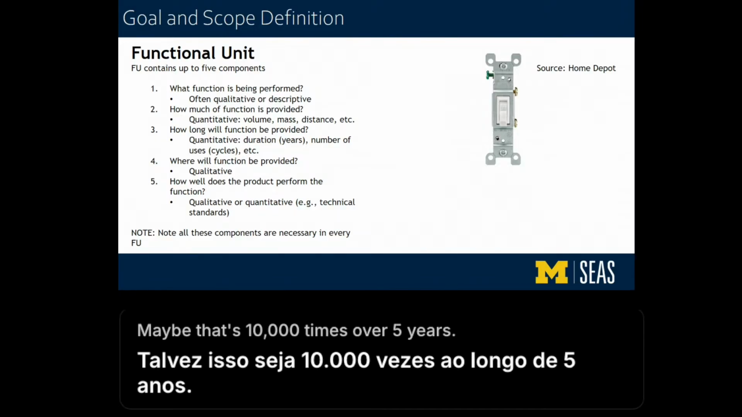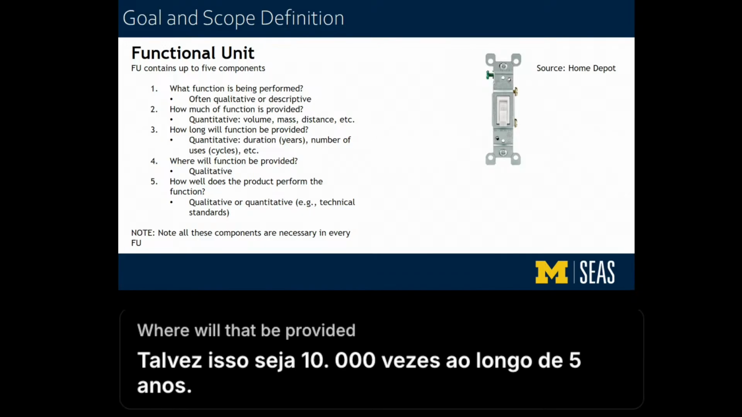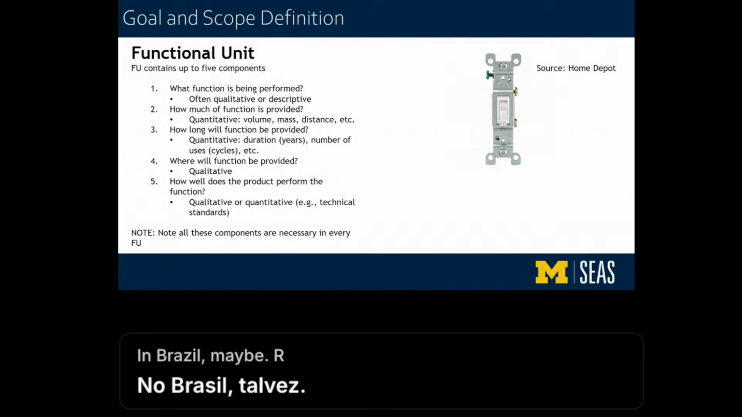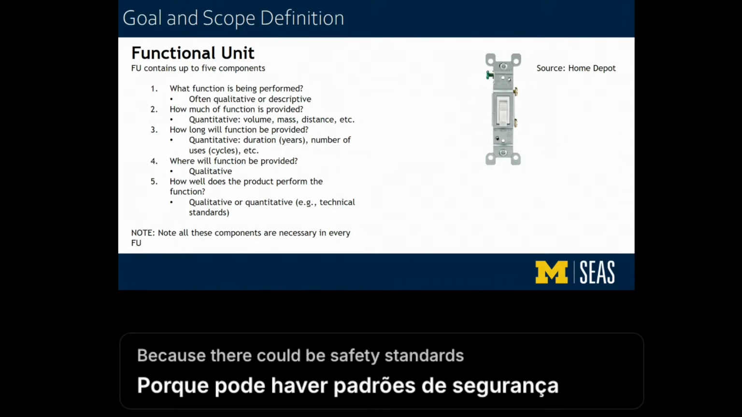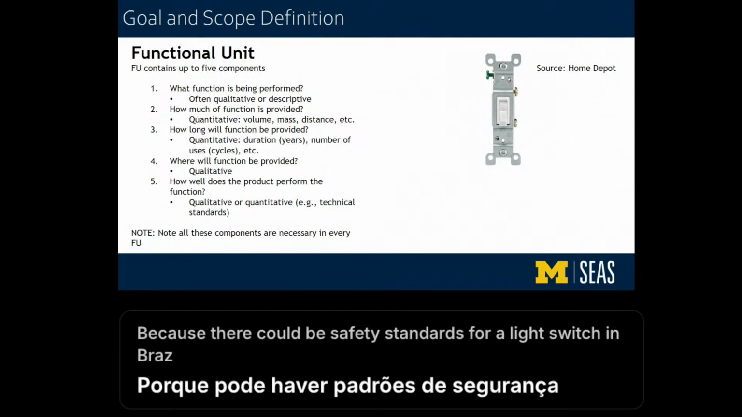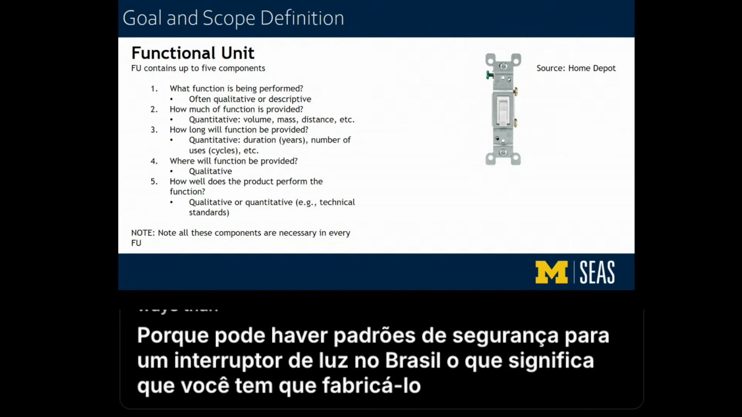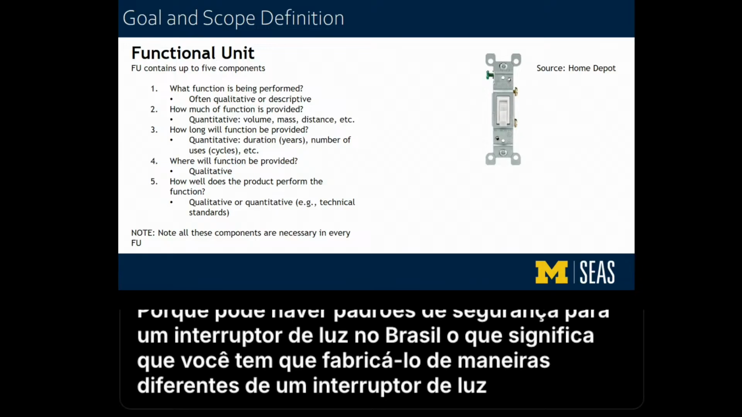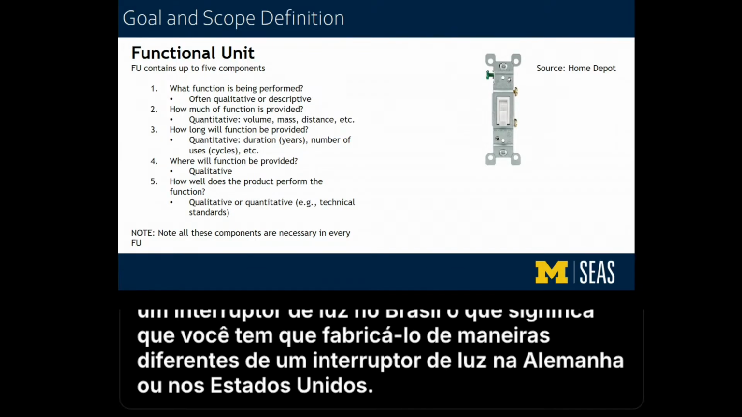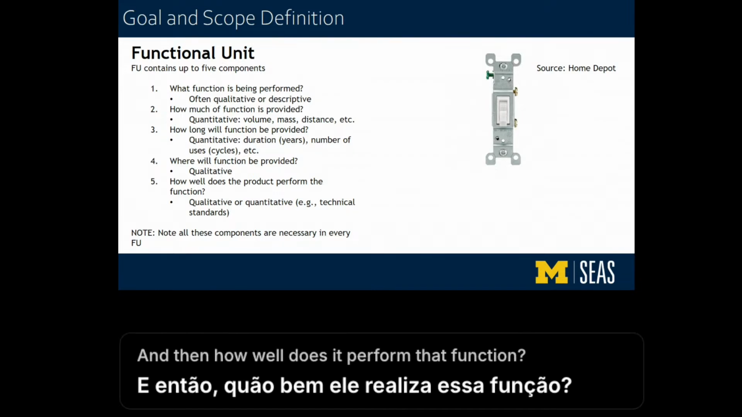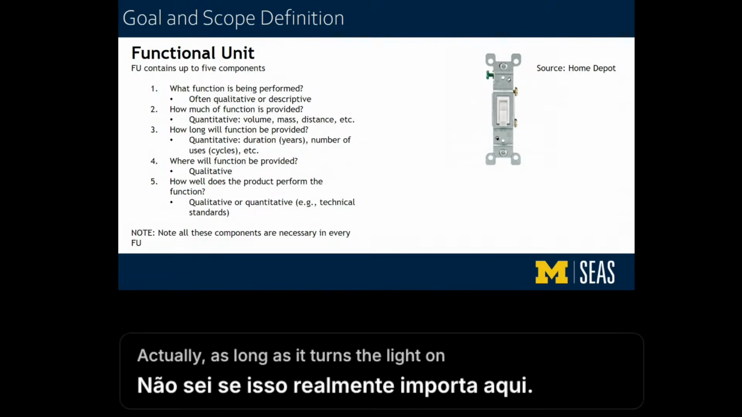Where will that be provided? In Brazil, maybe, right? Because that might matter, because there could be safety standards for a light switch in Brazil that mean you have to manufacture it in different ways than a light switch in Germany or the United States. And then how well does it perform that function? I don't know if that really matters here, actually. As long as it turns the light on and off, then it's doing its function, right?